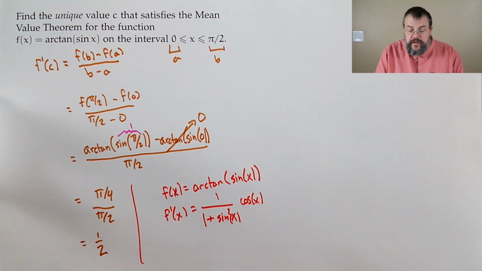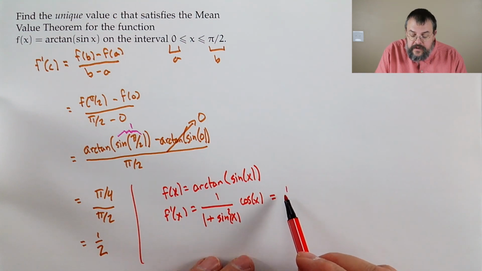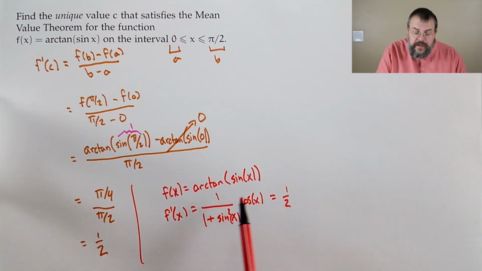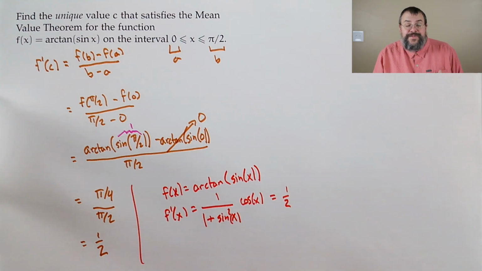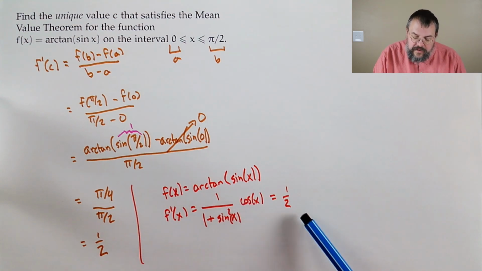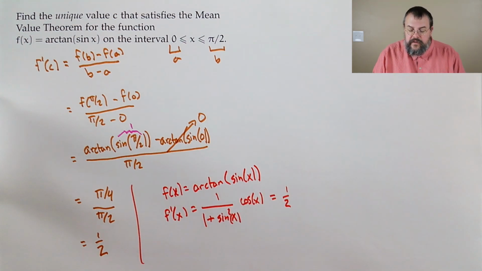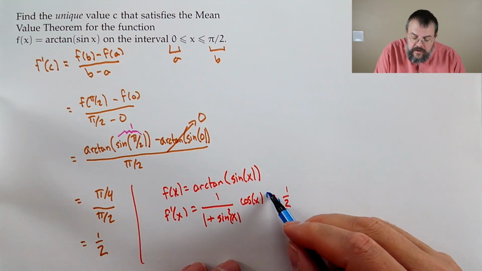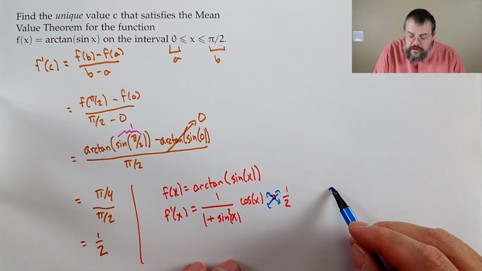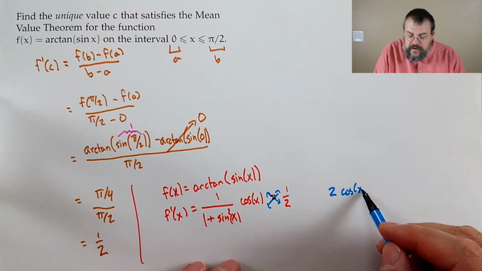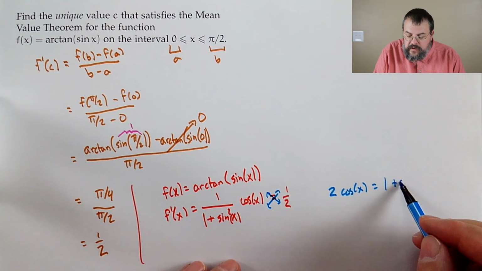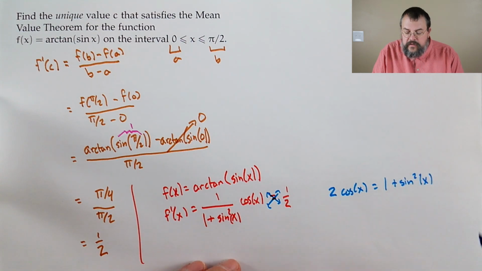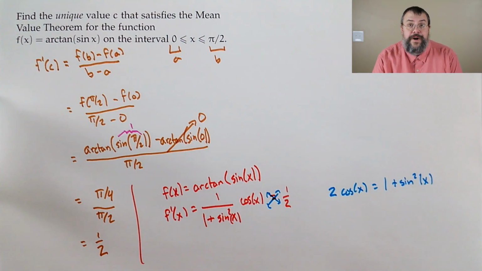So what we're going to do is set this equal to 1/2. Okay, so now we need to solve. I see fractions, and I don't like fractions. So one of the things I would do is get rid of the fractions. And the way to get rid of fractions is cross multiply. So we're going to cross multiply. That means move the 2 across, move this denominator across. So if we do that, we end up with 2 times cosine of x equals 1 plus sine squared of x. All right, we're making good progress.